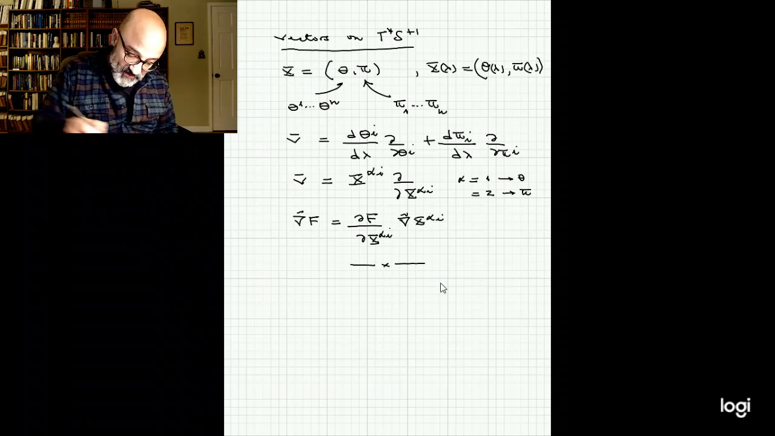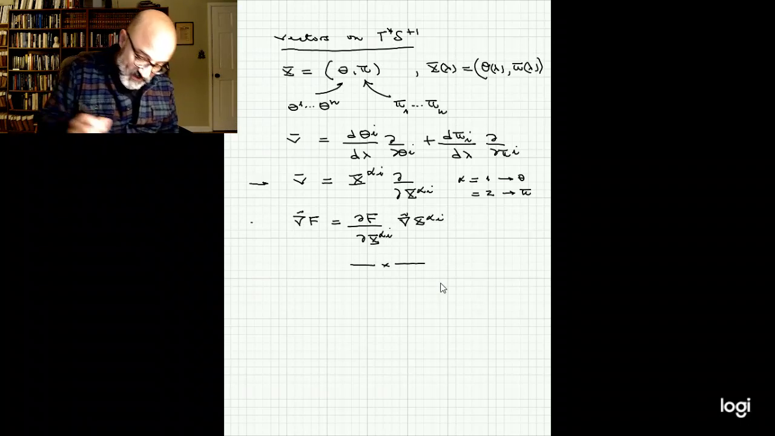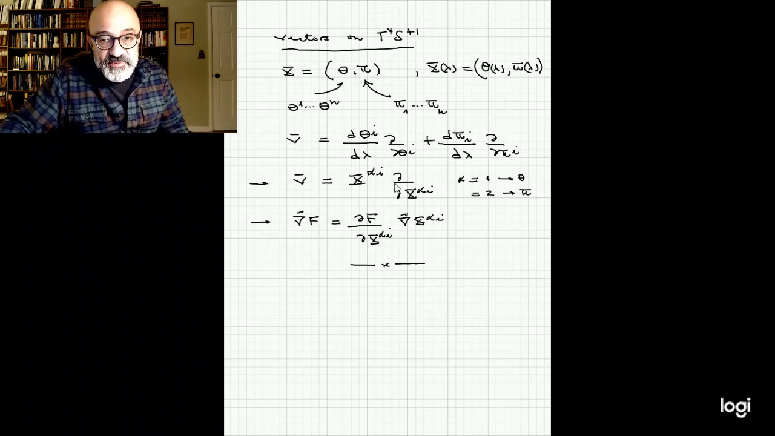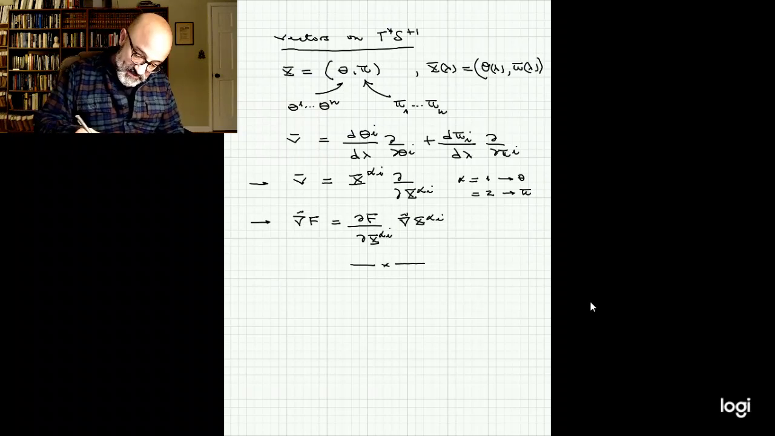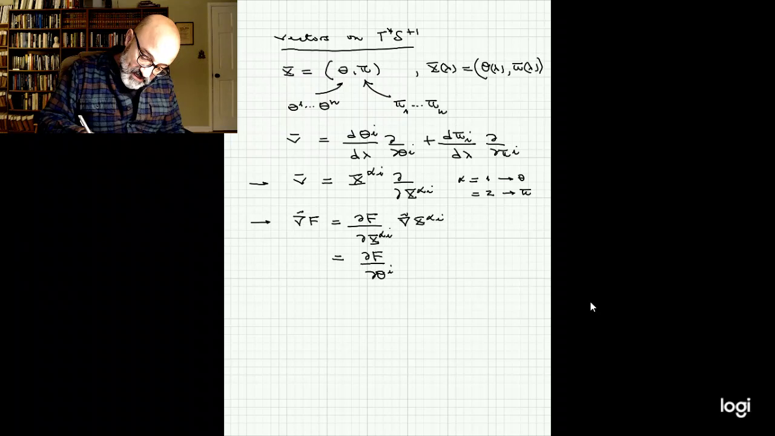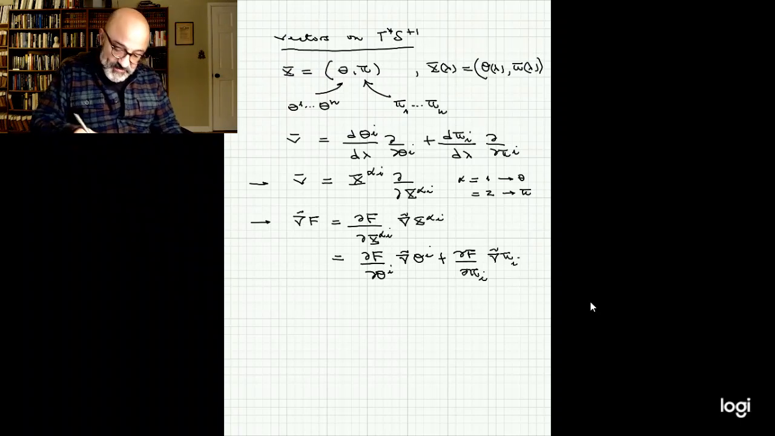So vectors and covectors. Here we have vectors, and there we have covectors. Very good. These are the objects that are going to be of interest to us. And we have to always remember that really we're talking about this object, expressed as d theta^i and d pi_i, and then the gradient with respect to theta and gradient with respect to pi. Very good.